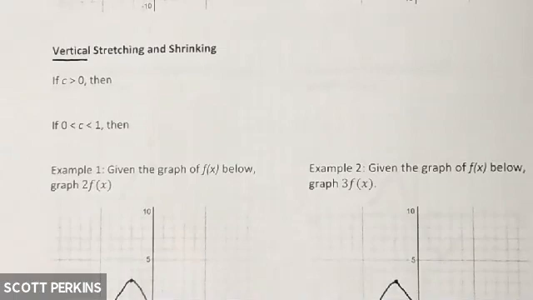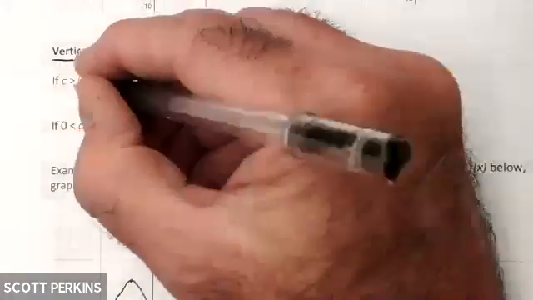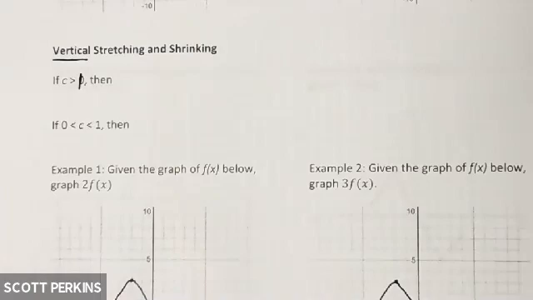I do have a little typo on this sheet that I'm going to address right now. In this first one, it should say if C is greater than 1. So I apologize for that. I'm not a great typist, and you are bearing the consequences.